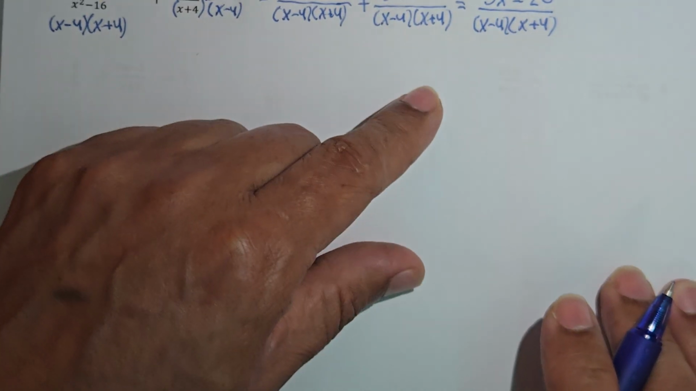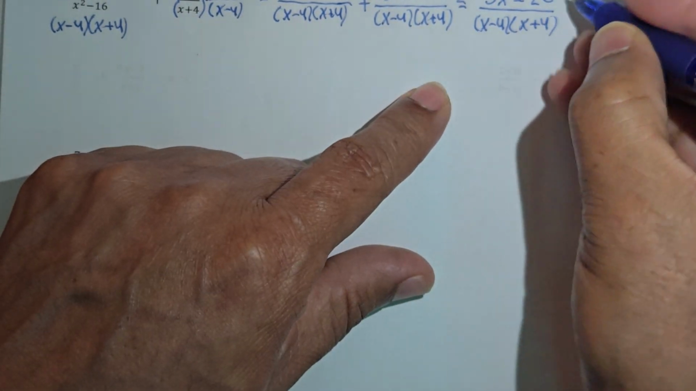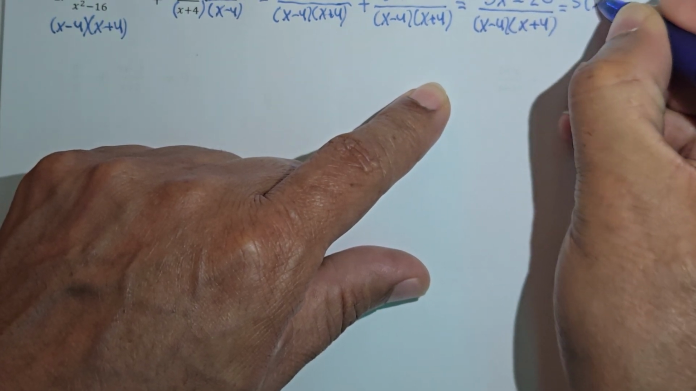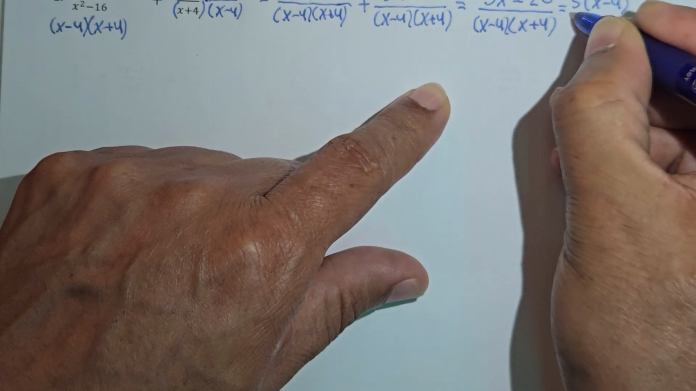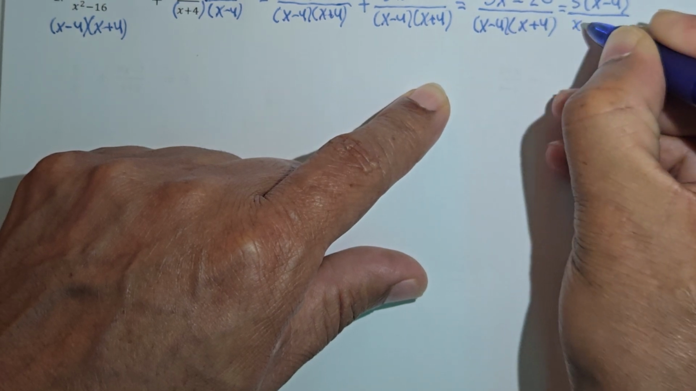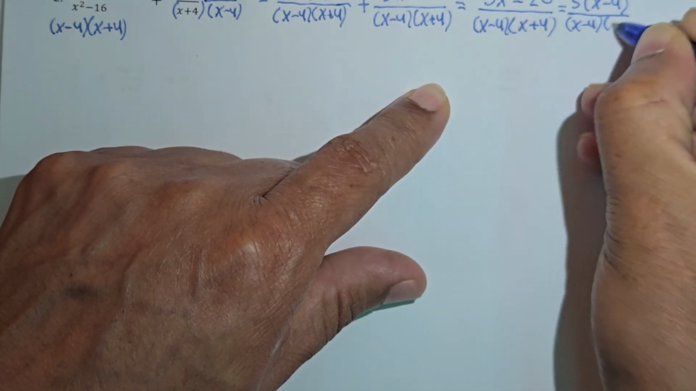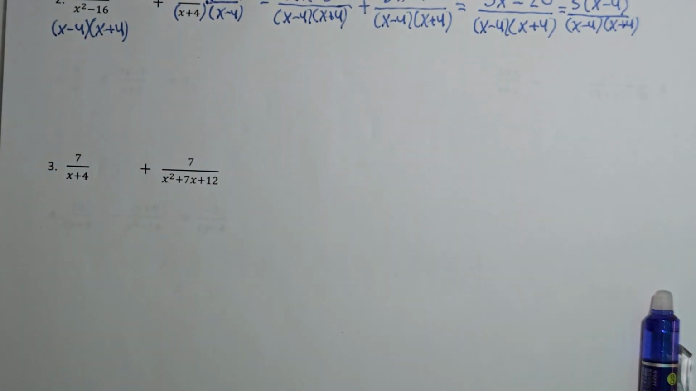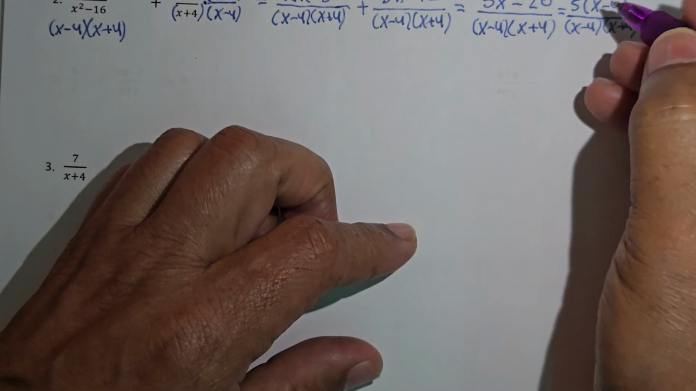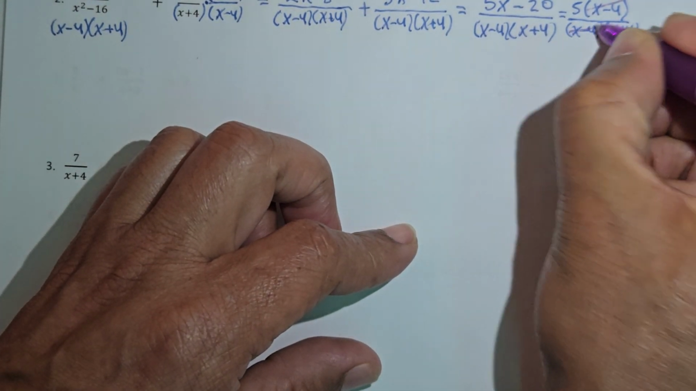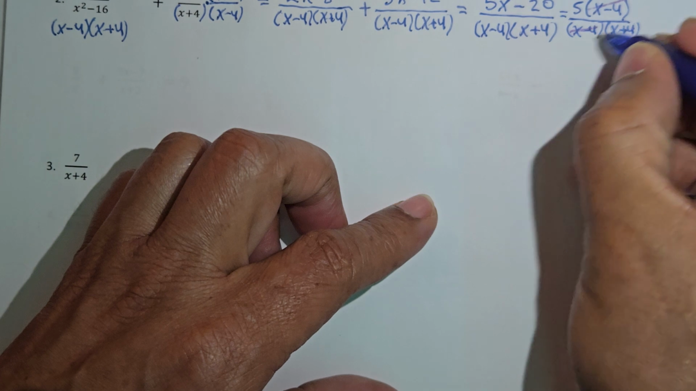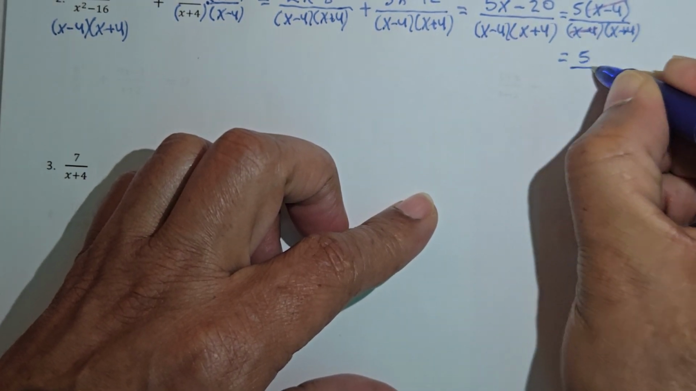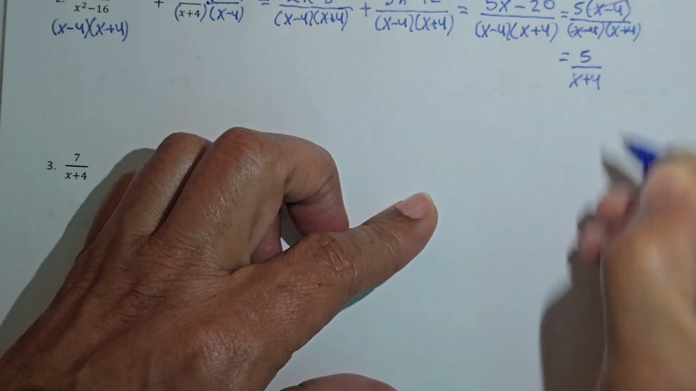Okay, so in this case, as you can see, we can factor out a 5. So then 5 is the GCF, and this becomes x minus 4, all of this over x minus 4 times x plus 4. But now we can see that this x minus 4 and this x minus 4 reduce to 1. So then we have 5 times 1, which is 5, and we have only x plus 4 in the denominator.